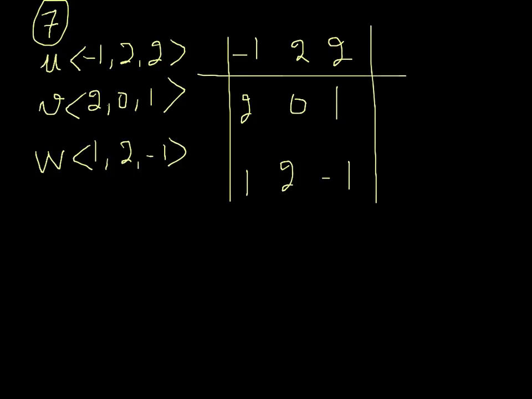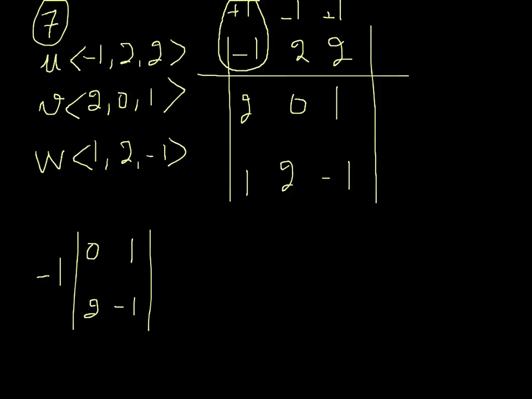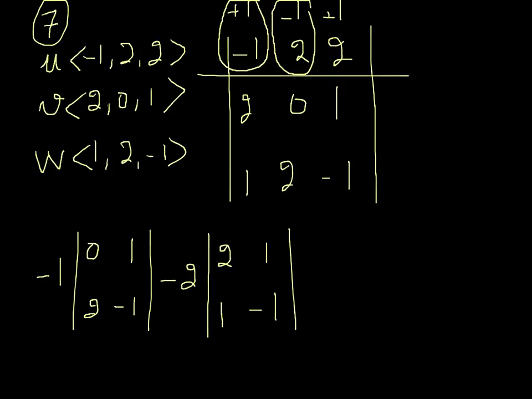Here, all I want you to do is multiply the first row by +1, -1, +1. So when you do the expansion, if you look at the first row, first column, +1 times -1 remains -1. -1 times a minor, and the minor will be 0, 1, 2, -1. -1 times 2 will be the second minor. The second minor is going to be multiplied by -2, and the component will be 2, 1, 1, -1. The last one is the last column of the first row, and that will be +2.